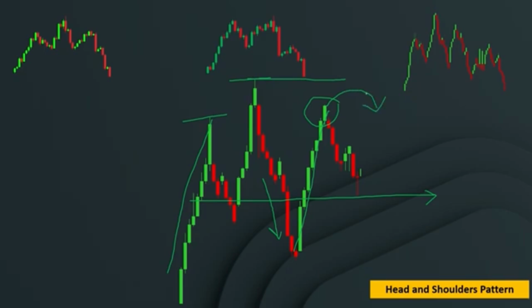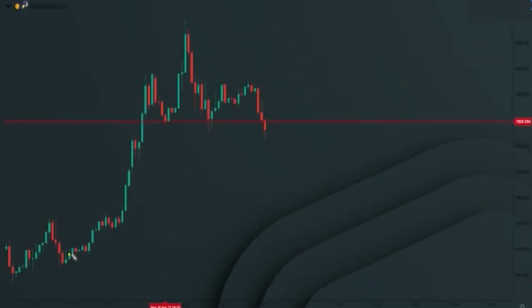Now here, we have to see the psychology of the head and shoulder pattern. We have to see where is the break of structure, where is the loss of momentum, where is the weakness of buyers, and where is the strength of sellers. We have to see all these things. So here also we can see that there is a break of structure, there is a loss of momentum, there is weakness of buyers, and there is strength of sellers. So here also, we can take the selling trade.